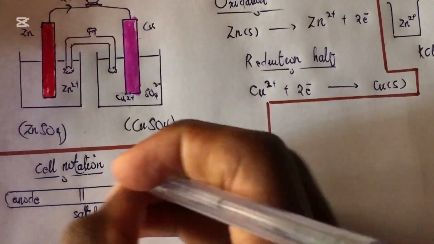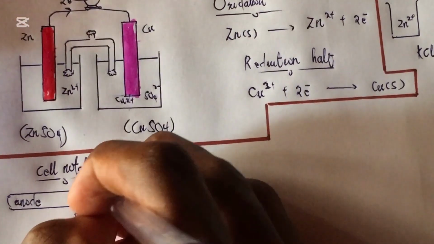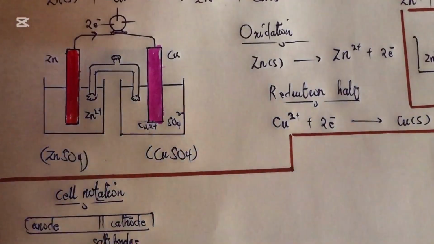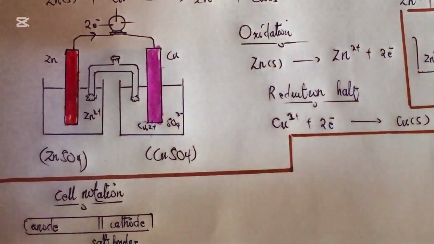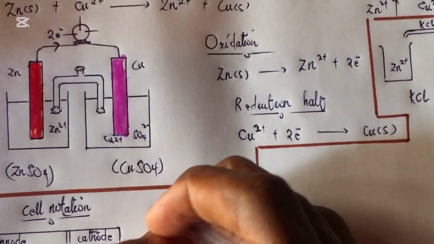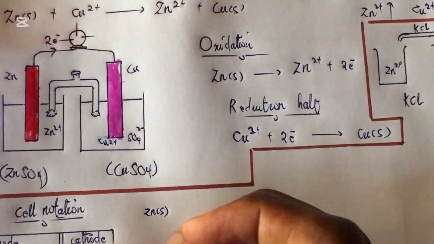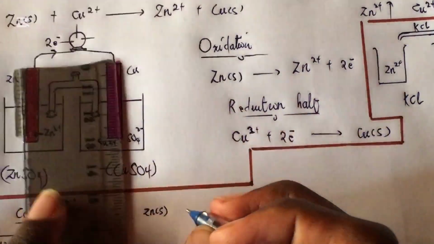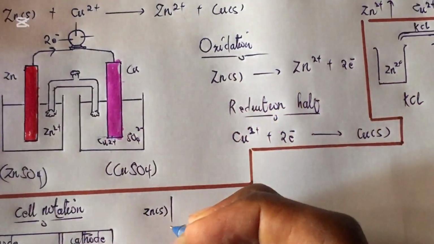Then followed by our cathode. The cathode is the place where the oxidation occurs. So for this particular galvanic cell, if you are writing the electrochemical cell notation, then we can write it as our zinc solid. Always don't forget to bring the state. So zinc solid. And here, are we supposed to use a comma or a bar? We are supposed to use a bar because they are different phases altogether.